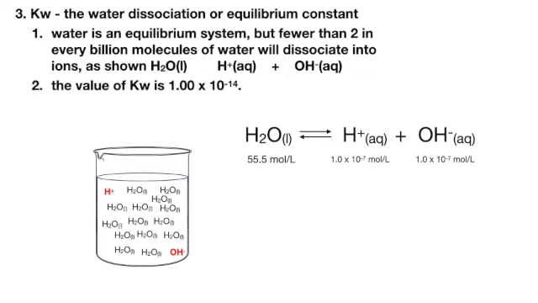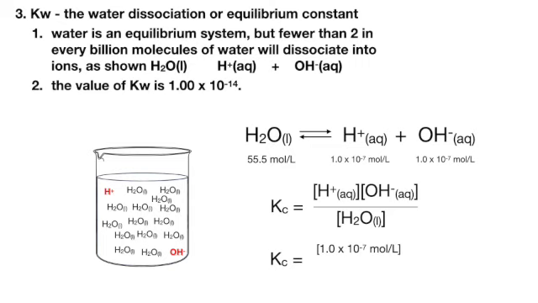The concentration of water is massive. It's so huge. It's 55.5 moles per liter. It's basically a constant. The concentration of H positive and OH negative is super small, 0.0000001 moles per liter for each ion. So if I was to go Kc equals products over reactants, and plug in numbers, I'd have 1.0 times 10 to the negative 7 times the same number again, divided by 55.5.